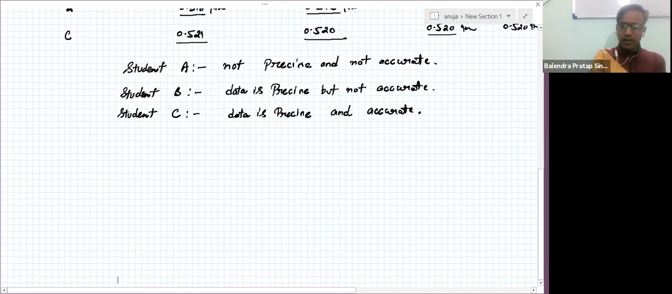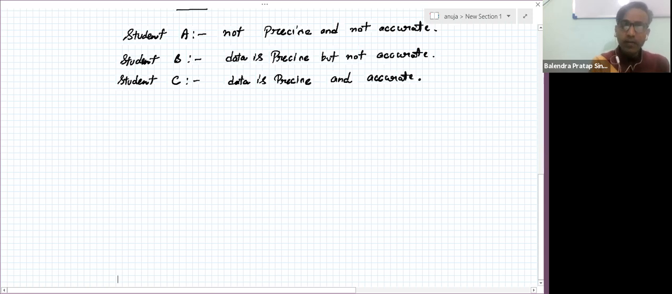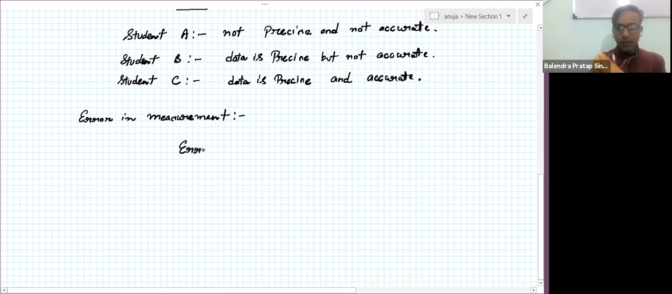So now you clearly understand the types of error. Let's talk about error in measurements. The formula of error is the true value, or absolute value, of the object minus the measured value.